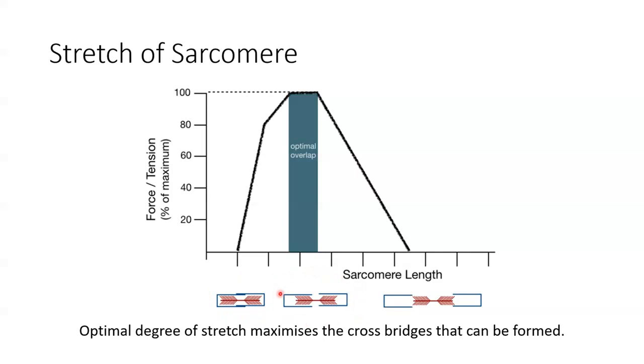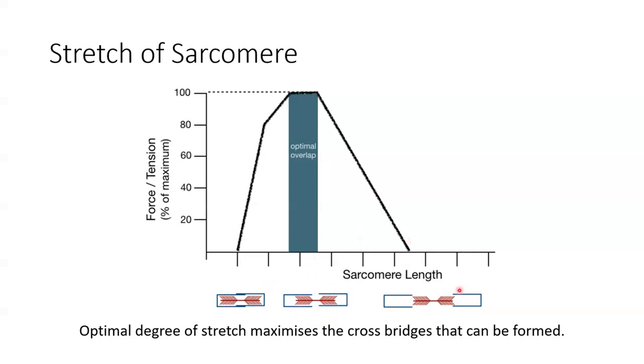In this middle portion here, this is what we call our optimal length-tension relationship. It's when the muscle is either completely relaxed or actually slightly stretched, so up to about 120% of its normal resting length. And that's where we have the maximal overlap of our thin and our thick filaments. So the greatest number of those myosin heads can actually bind to the actin filament and create the maximum number of cross bridges.